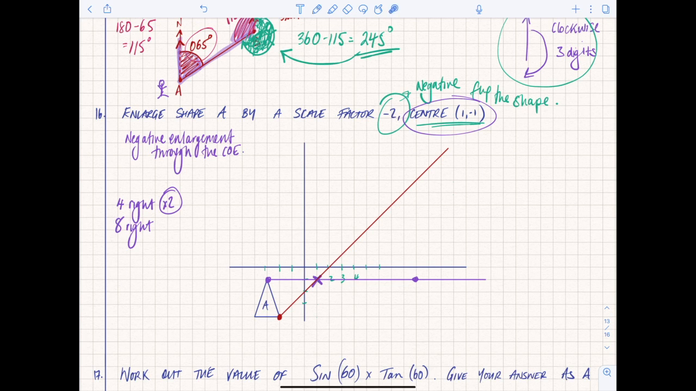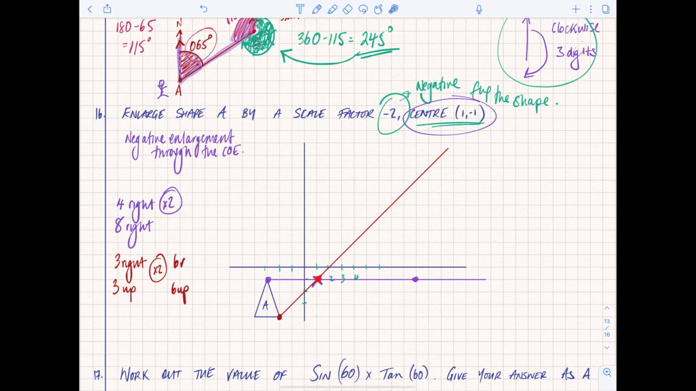This one's a little bit harder because I've got to go 1, 2, 3 right. So 3 right, and then I go 1, 2, 3 up. So 3 right and 3 up. My scale factor is 2 again, so I times that by 2. I'm going to go 6 right and 6 up.